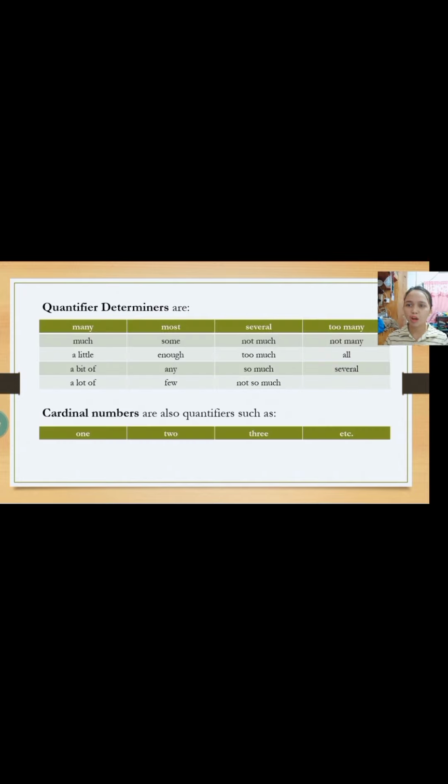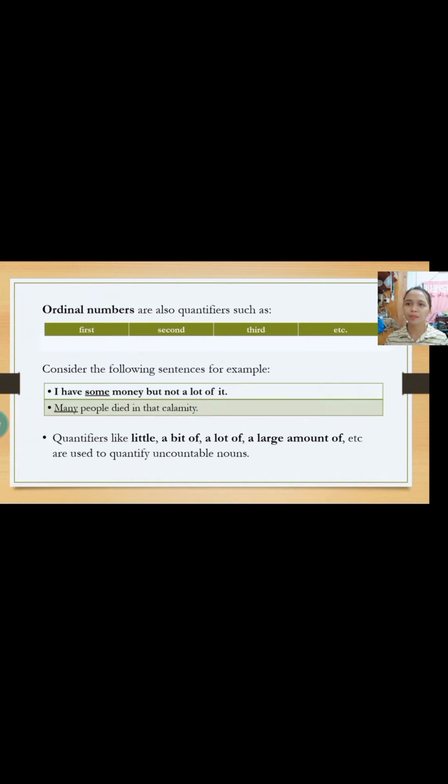Quantifier determiners are many, much, a little, a bit of, a lot of, most, some, enough, any, few, several, not much, too much, so much, not so much, too many, not many, all, and several. Cardinal numbers are also considered as quantifier determiners such as 1, 2, 3, and etc. While ordinal numbers are also quantifiers such as first, second, third, and etc.